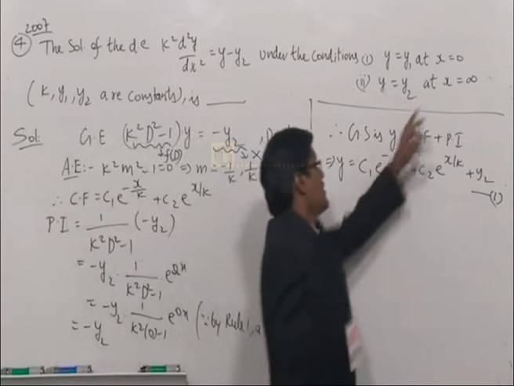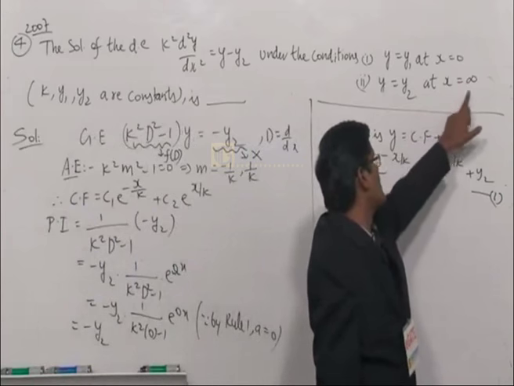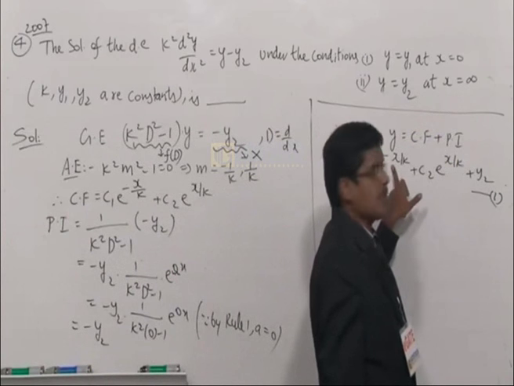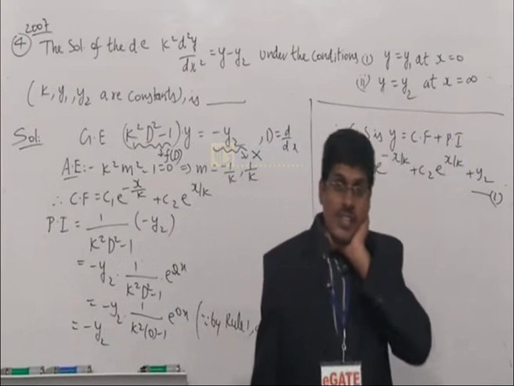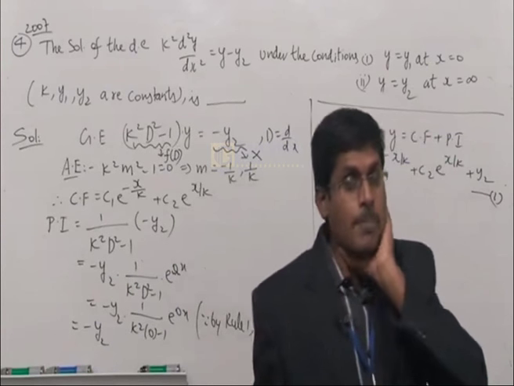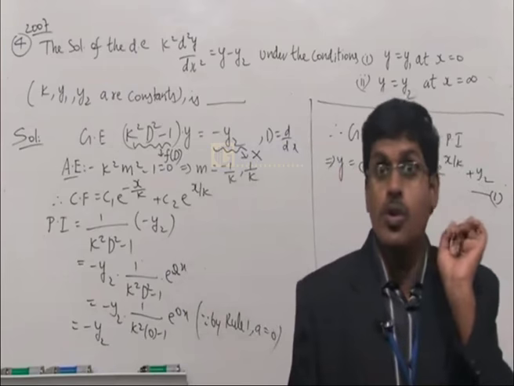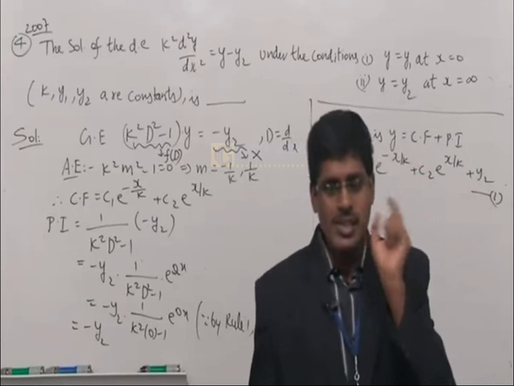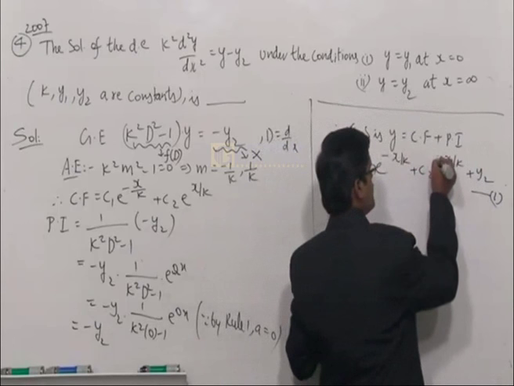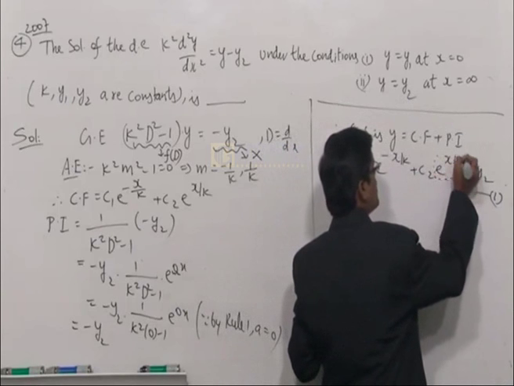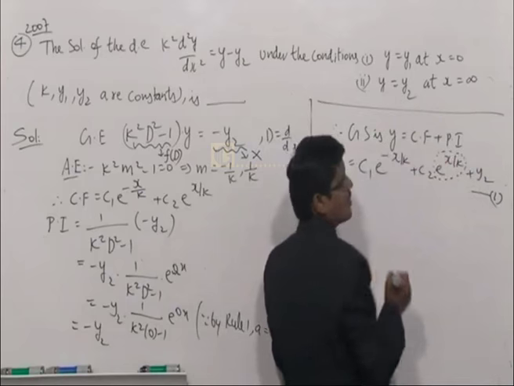Now, see the second condition. First of all, I am simplifying. X is equal to infinity. This becomes e power minus infinity. This becomes e power plus infinity. E power minus infinity I gave 0 in the common mistakes paper. E power plus infinity is infinity. So this is going to an unbounded answer. But we are looking for a bounded solution only. So this is going to infinity after putting x is equal to infinity.